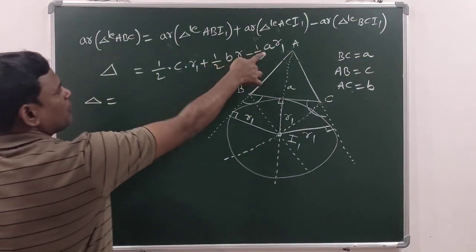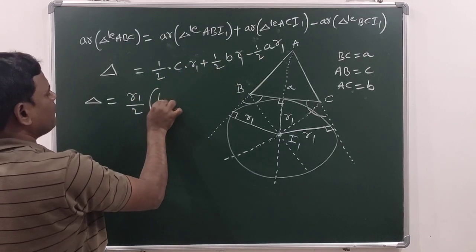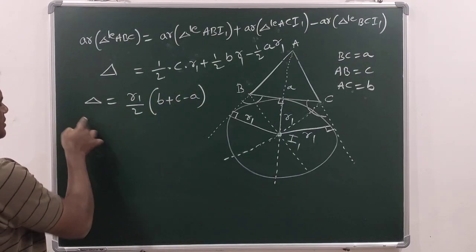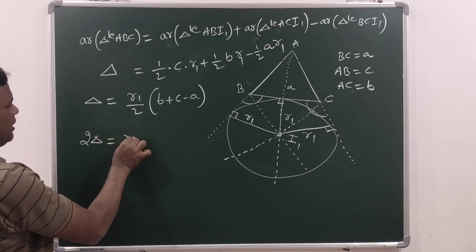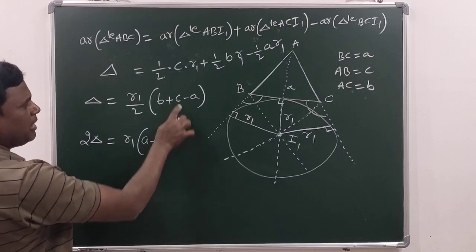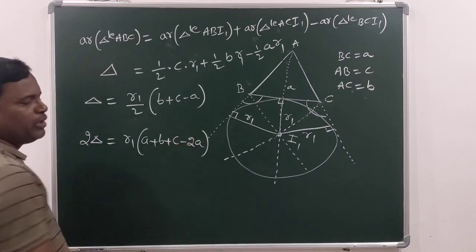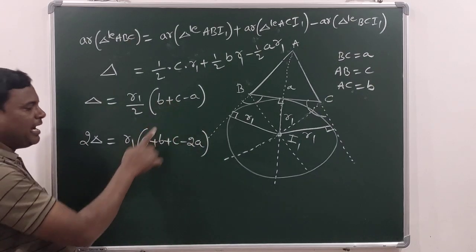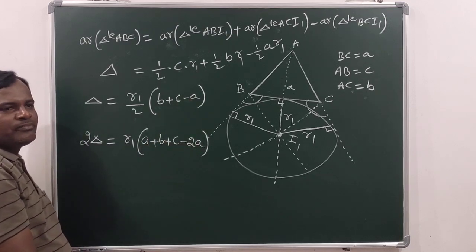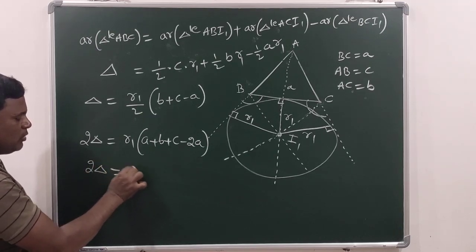Now simplify. Delta is equal to, from all of this, you can take R1 by 2 as common. Inside, what will be left? b plus c minus a. In the next step, send this 2 to the left side: 2 delta equal to R1 into (b plus c minus a). Here I am adding a and at the same time subtracting a, so minus a will become minus 2a. So now 2 delta is equal to R1 into (a plus b plus c minus 2a).